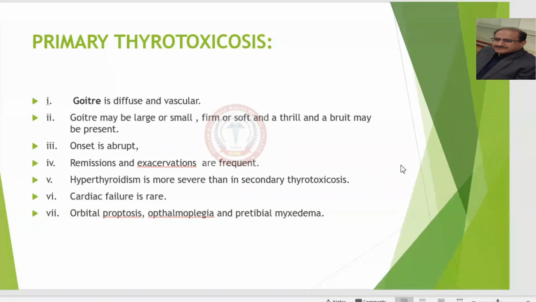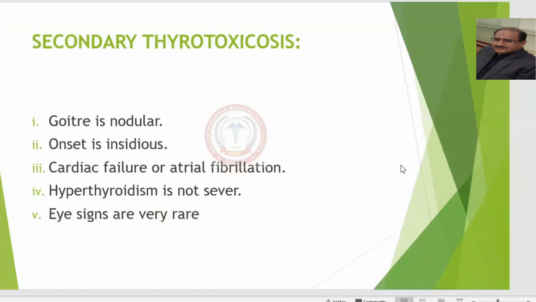Other eye signs present in primary thyrotoxicosis, in spite of exophthalmos, are orbital proptosis, ophthalmoplegia, and pretibial myxedema. These are the other features of primary thyrotoxicosis. This is secondary thyrotoxicosis. What is the difference between primary and secondary thyrotoxicosis? Here the goiter is nodular, multinodular, while in primary thyrotoxicosis the goiter was diffusely enlarged.